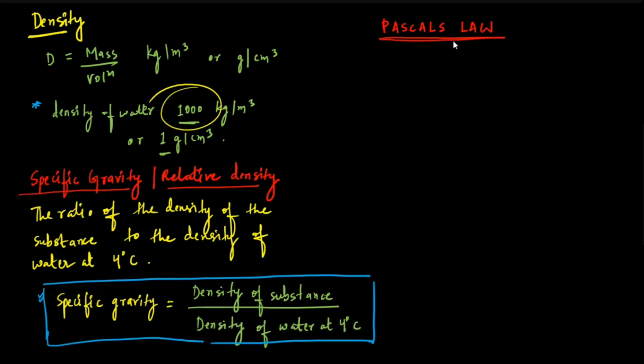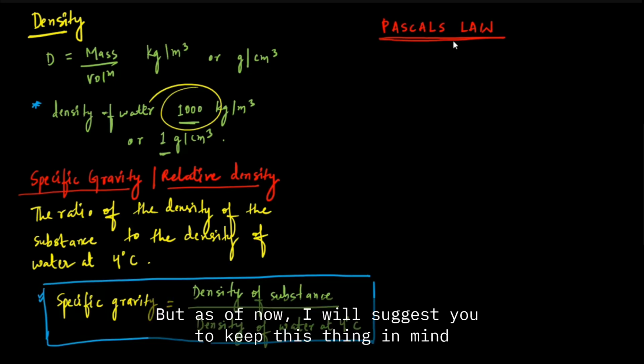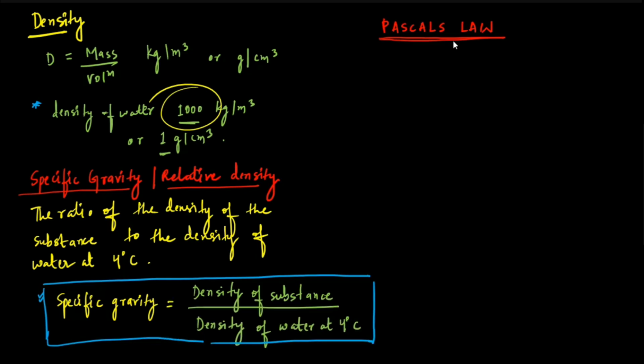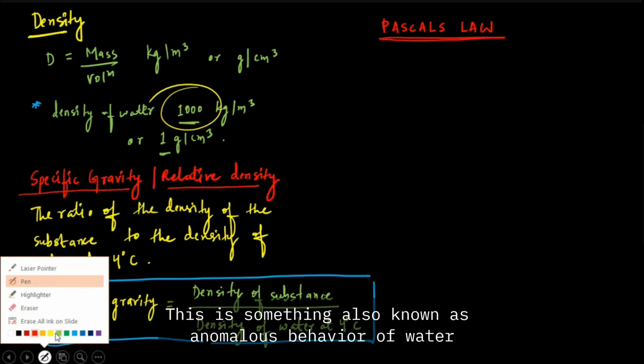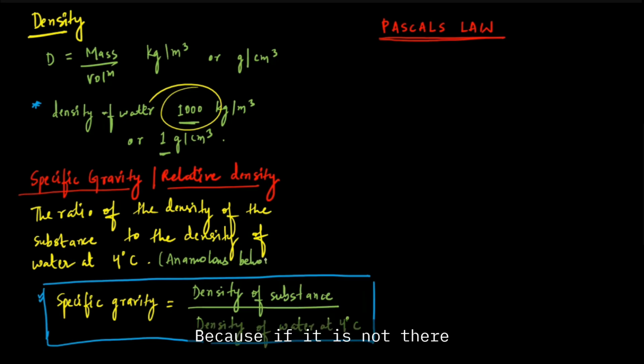It is not there in your curriculum, otherwise I would definitely let you understand what that behavior of water is and how it is important for aquatic life to exist. But as of now, I will suggest you keep this in mind, that 4 degrees Celsius is the reason why there is aquatic life in winters also. In colder regions where temperature drops to negative 15, 20, still there is aquatic life because of this particular thing. This is also known as the anomalous behavior of water. That density behavior is known as anomalous behavior of water. Because if it is not there, a lot of things will not be there.